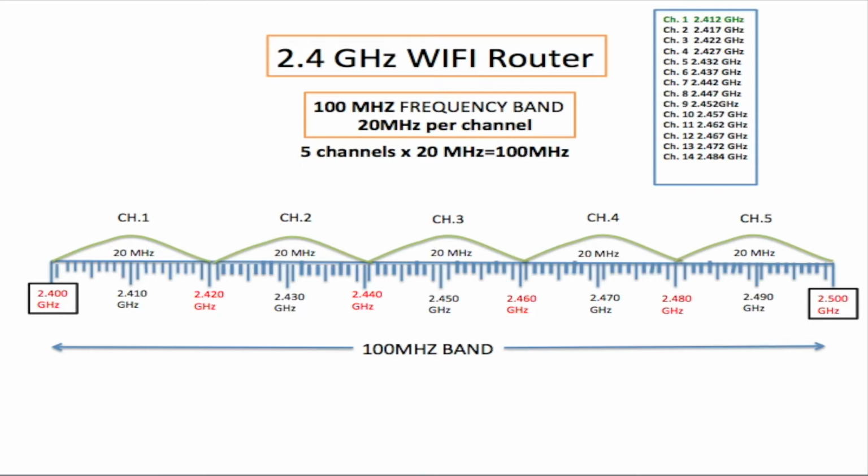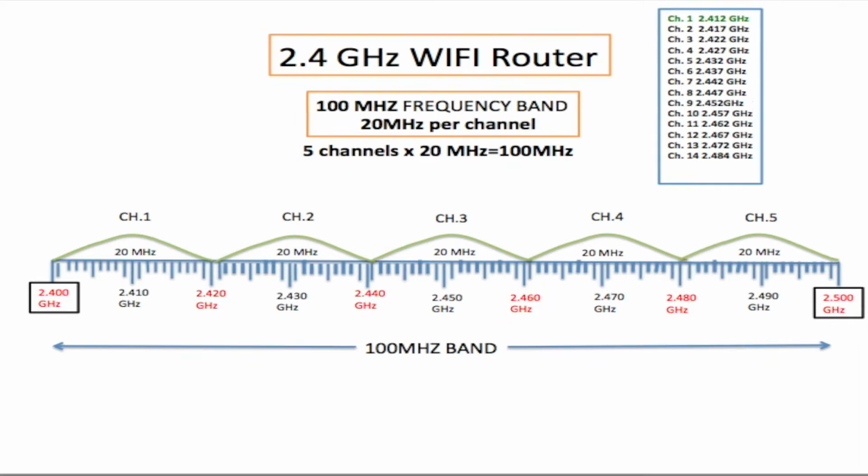Unfortunately, this method does not allow all 14 channels to be assigned within this 100 megahertz of assigned bandwidth for the 2.4 GHz Wi-Fi router. Only 5 channels can be assigned within this bandwidth, because 5 times 20 megahertz equals the maximum frequency of 100 megahertz. Engineers were forced to make changes in this channel arrangement structure in order to get all 14 channels to fit within the 100 megahertz of available bandwidth space.